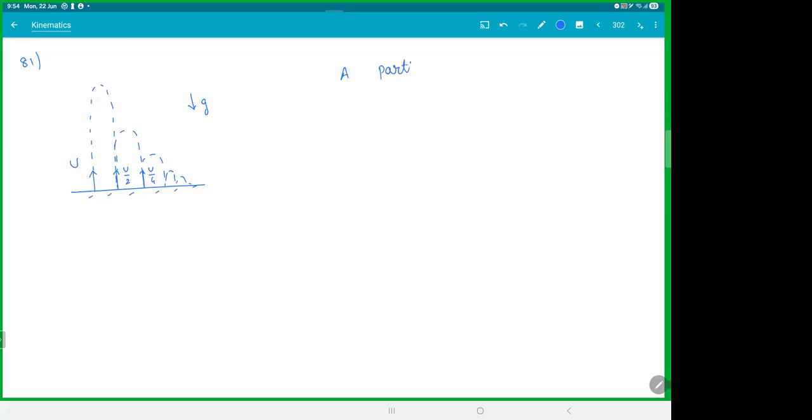I think I asked you to find the total distance and total time. Up is positive, down is negative. That's the convention we will stick to. A particle is projected with speed u. Its speed becomes half after colliding with the floor.